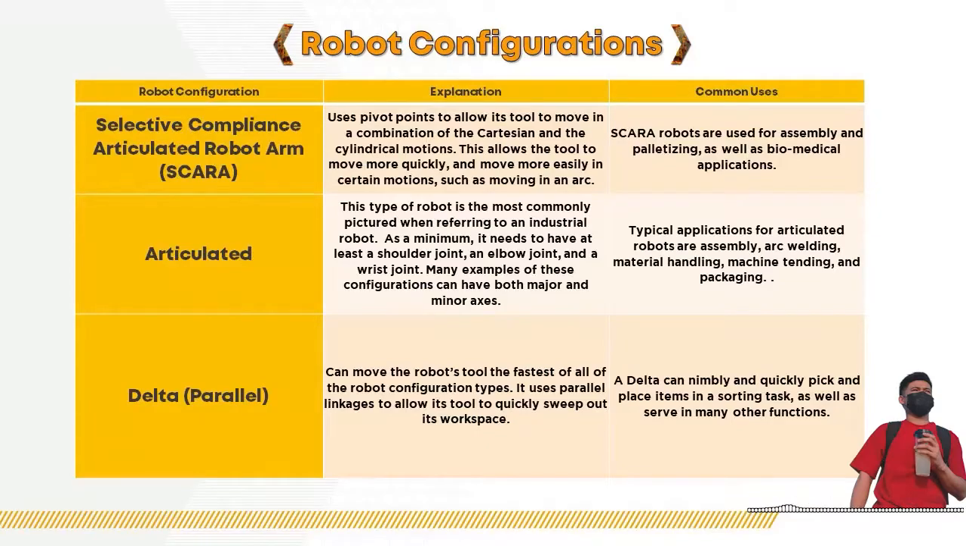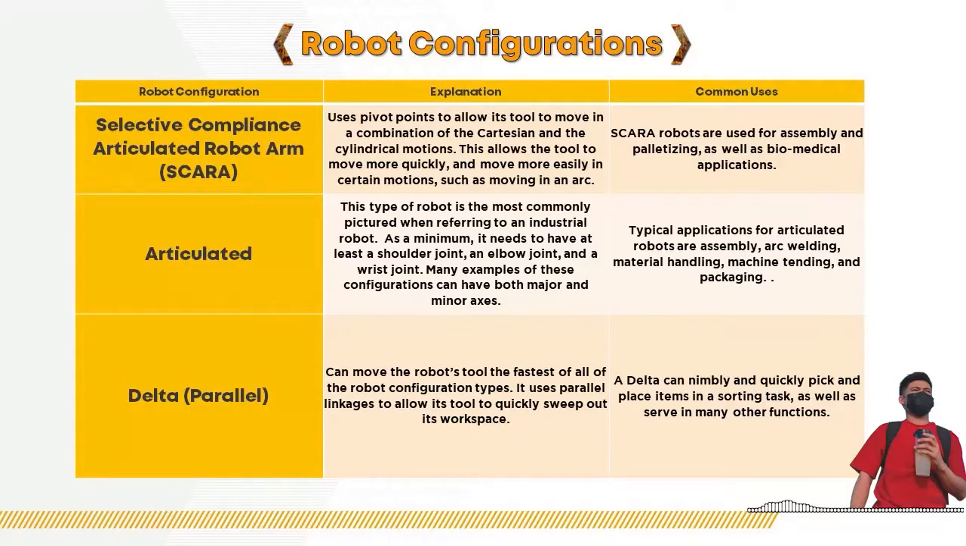And next is articulated. This type of robot is commonly pictured when referring to an industrial robot. At a minimum, it needs to have a shoulder joint, an elbow joint, and a wrist joint. Many examples of this configuration can have both major and minor axes. Typical applications for articulated robots are assembly, arc welding, material handling, machine tending, and packaging.